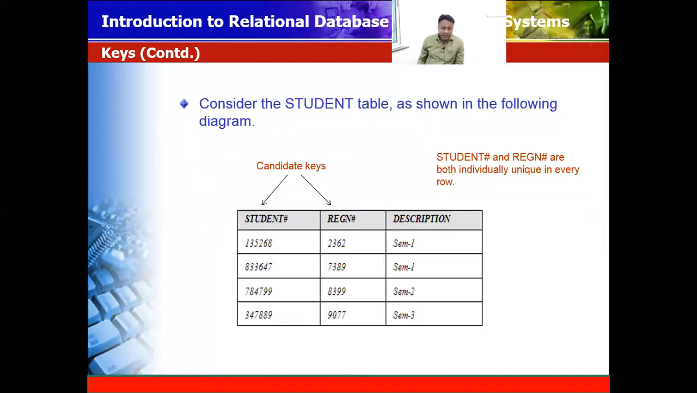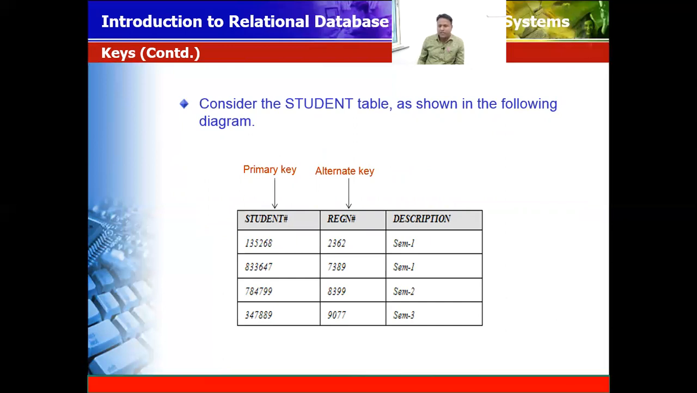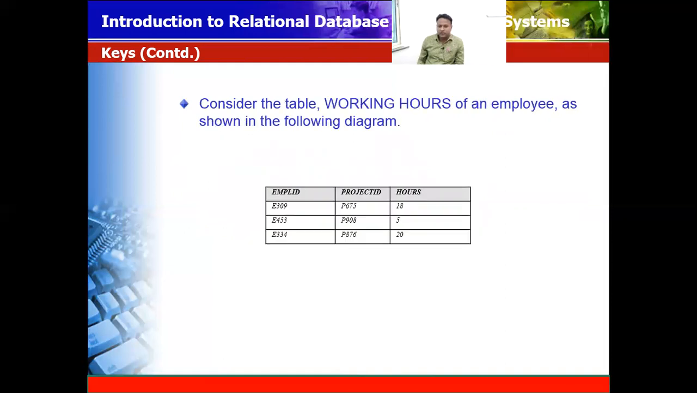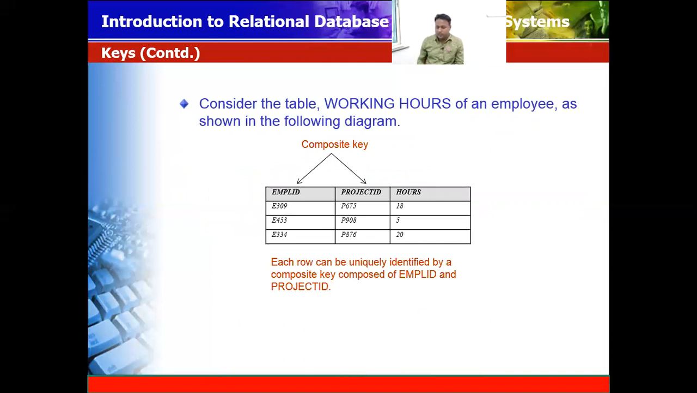So here student ID and registration number are called candidate keys. If you choose student ID as the primary key, registration number becomes the alternate key. When you take the help of two keys, like employee ID and project key, it becomes a composite key.